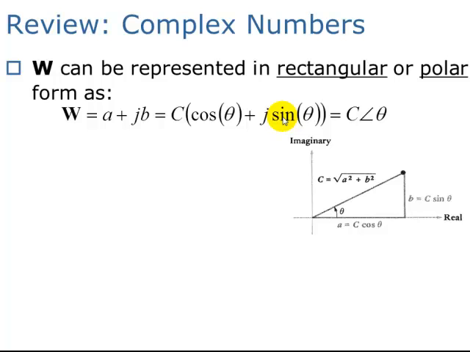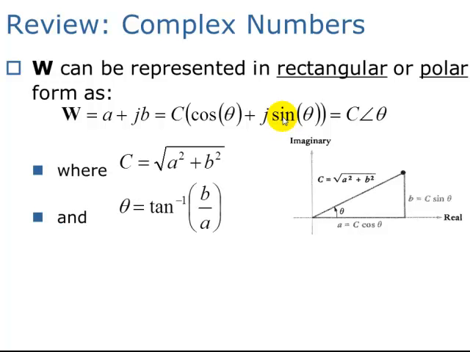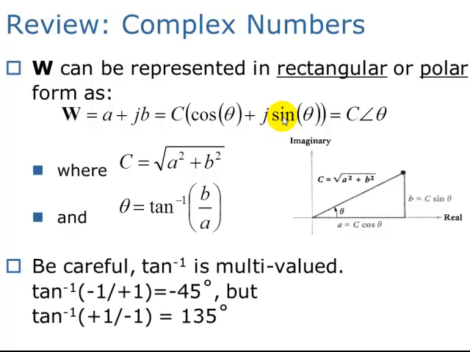The greater than equal sign is really just angle, so it's magnitude C angle theta, where we have defined C and theta accordingly. Be careful though, because inverse tangent is multi-valued. It's defined from plus pi over 2 to minus pi over 2. So the arctan of minus 1 over plus 1 is minus 45.